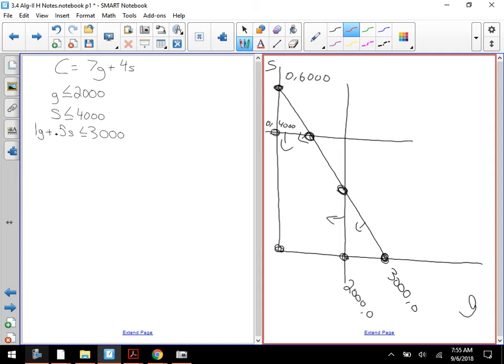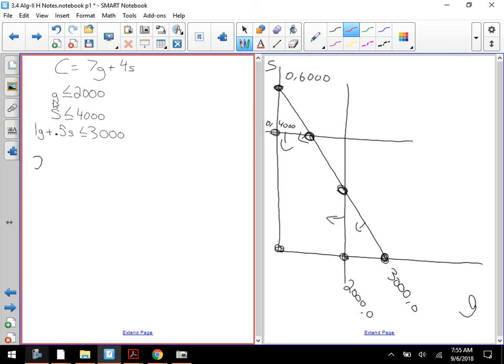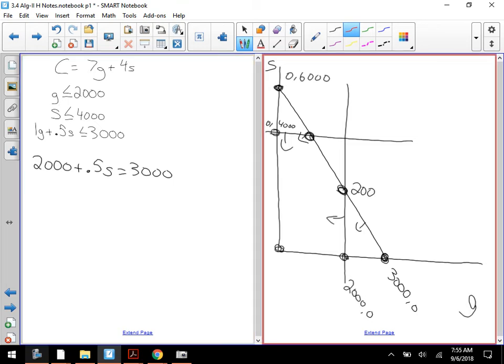I have to find the horizontal and vertical again. If I'm vertical at 2,000 for general, it's 2,000 plus 0.5 student equals 3,000. Subtract and move that over, you get 1,000. 1,000 divided by 0.5 is 2,000. So this ordered pair here is 2,000, 2,000. It's usually what people will make mistakes on. It's with this decimal. You're going to think, oh, I just have to take half of 1,000. And that's generally what people mess up.